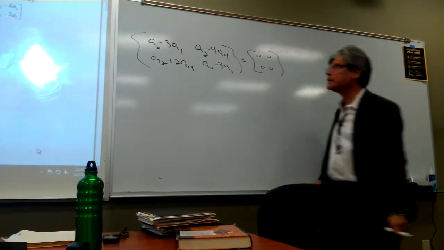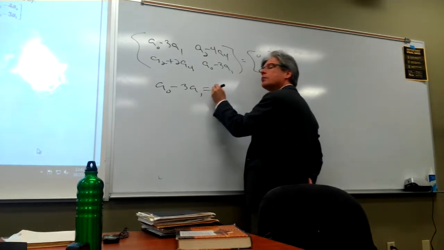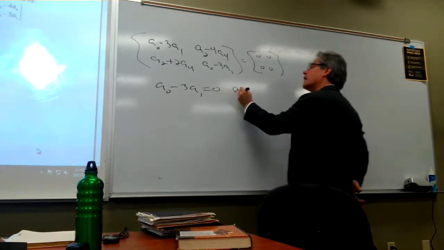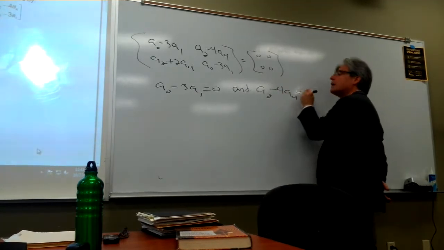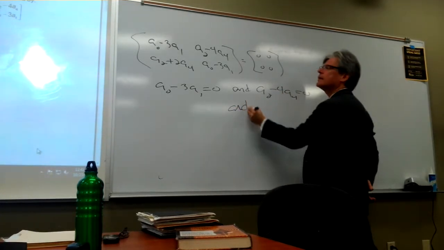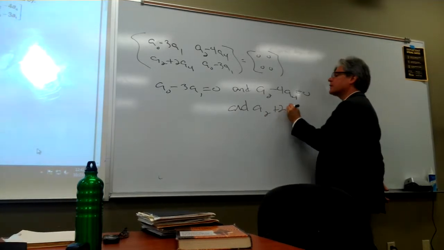Now, for this to occur, I think it's got to be the case that number 1, a sub naught minus 3a1 is equal to 0. And I think it has to be the case that this particular entry has to be equal to 0. And I think it has to be the case that this entry is equal to 0. Do you mind if I don't state the last one? It just duplicates what the first one says.